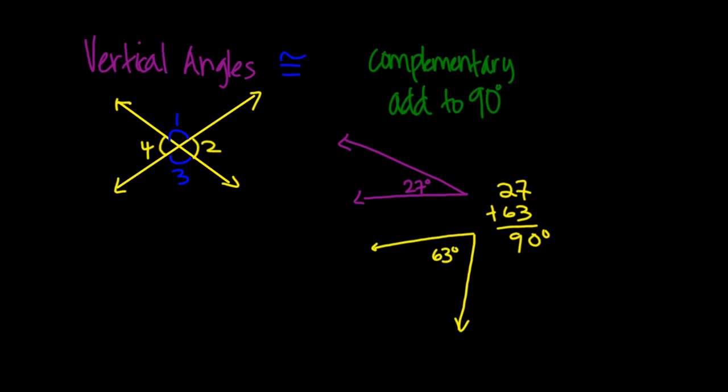Now, if those two numbers do not add to be 90 degrees, then they're not complementary. Notice my angles are not connected to each other. They could be, that's an option. That's fine if they are, but they do not have to be. So complementary angles, two angles that add to be 90 degrees. All right, supplementary angles.